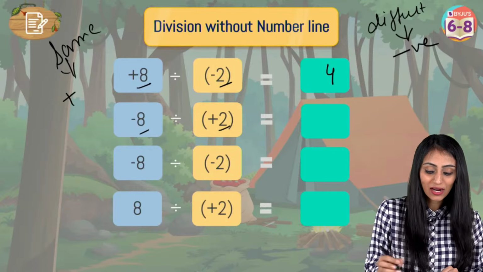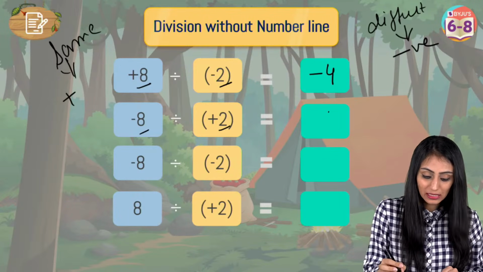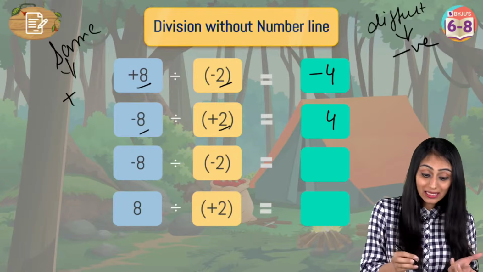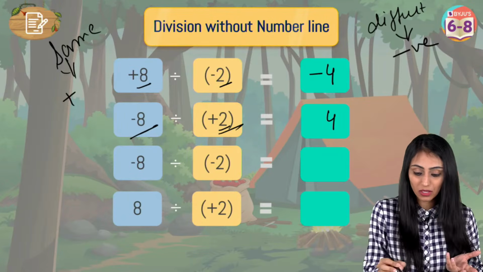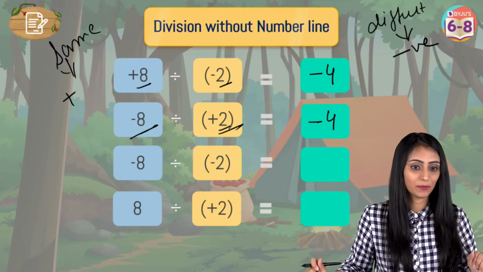Again, 8 divided by 2, I'm sorry, this would be negative. 8 divided by 2 would be 4. Again, signs are different. This is negative, this is positive. So our result is going to be negative.